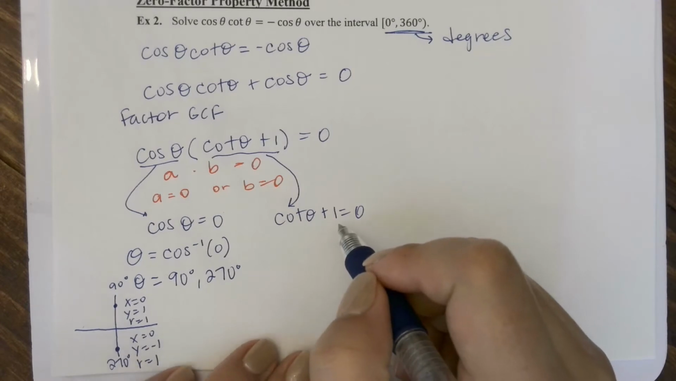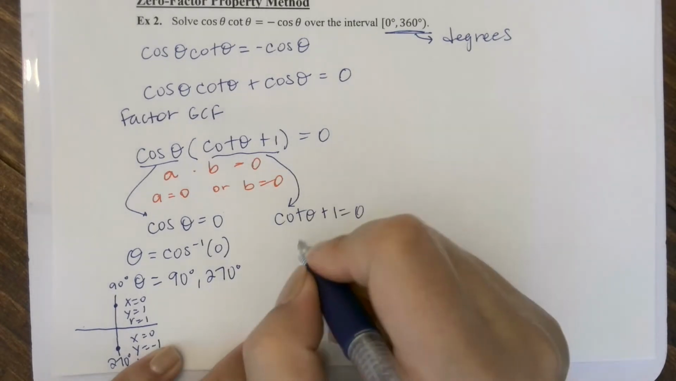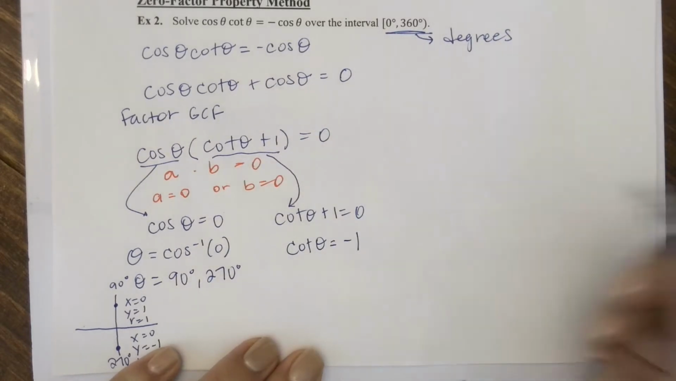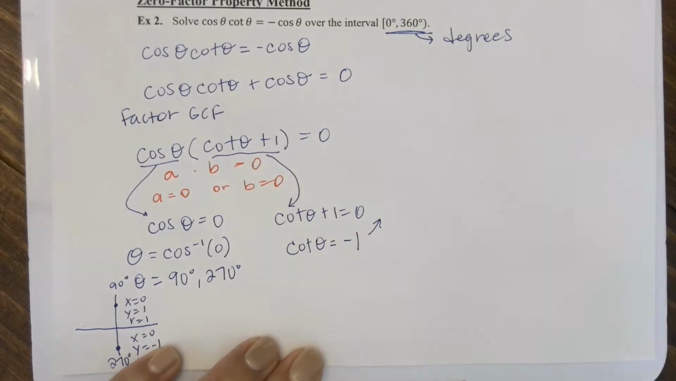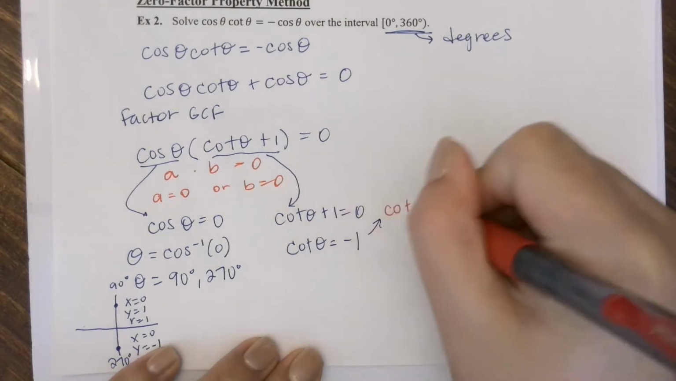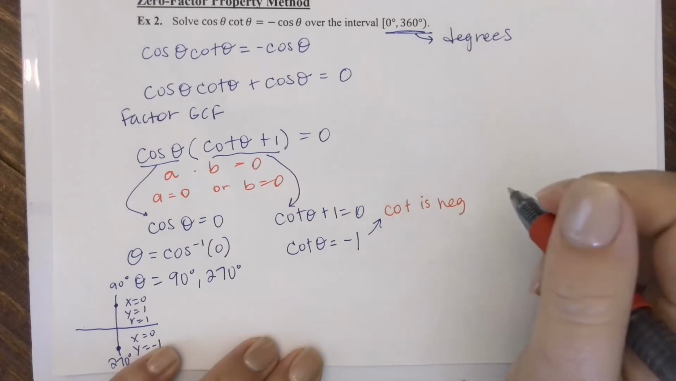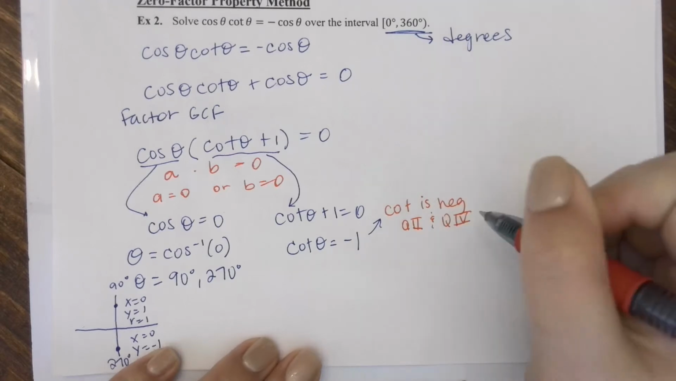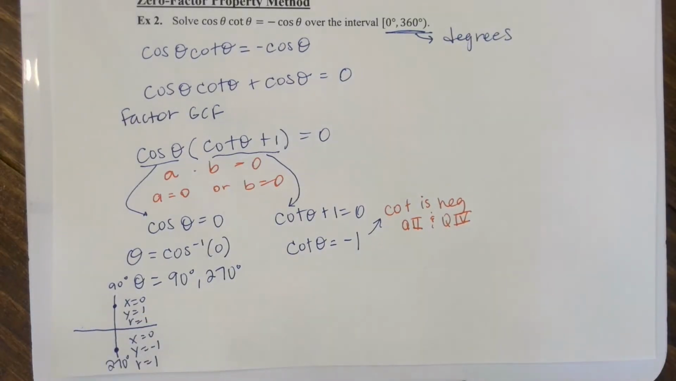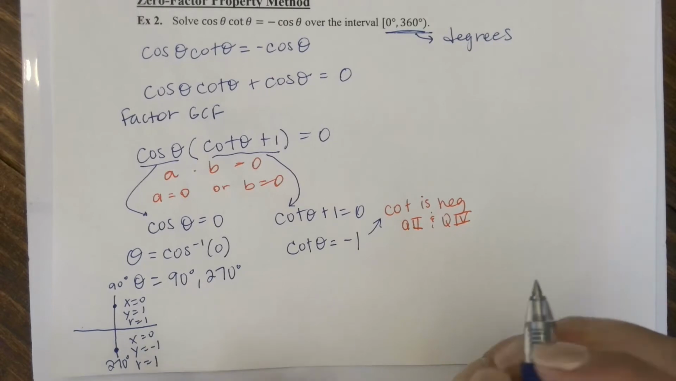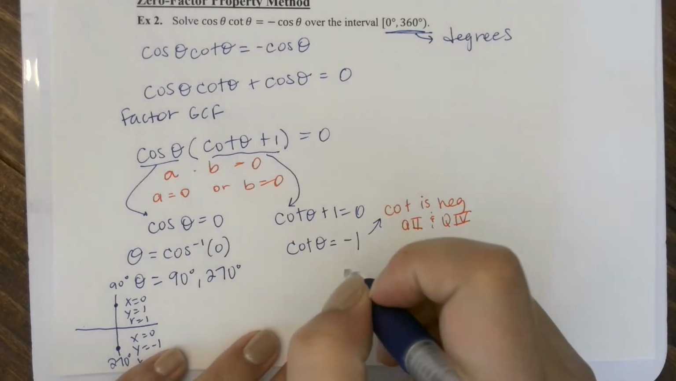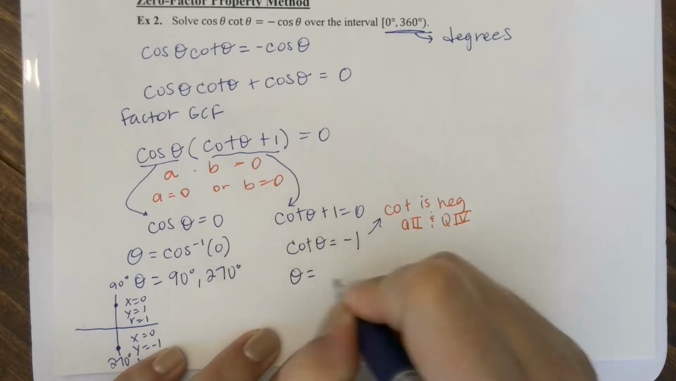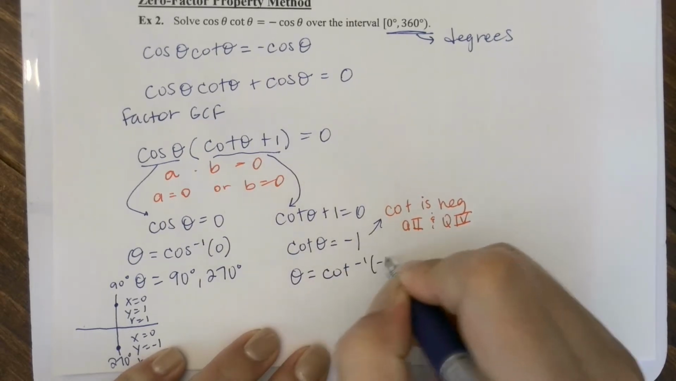Over here we have cotangent theta plus 1 equals 0, so we can write cotangent theta equals negative 1. Alright, well, cotangent is negative in quadrants 2 and quadrant 4. Alright, so then we can use our inverse function. So remember when we're doing cotangent, so I'm going to write theta equals cotangent inverse of negative 1.